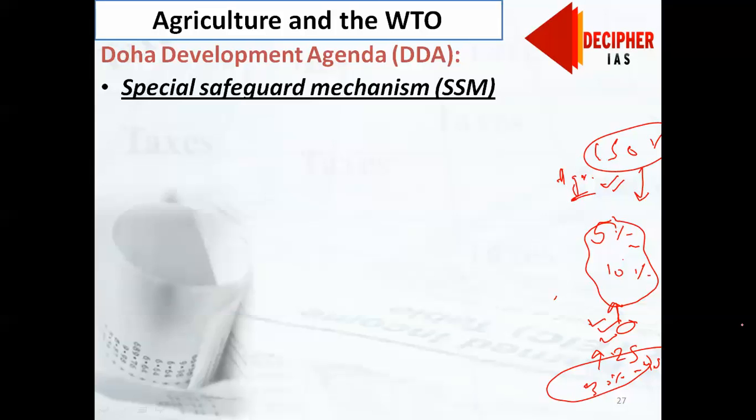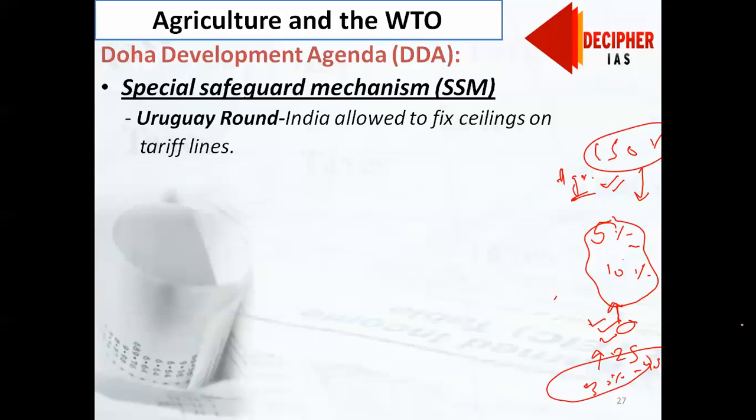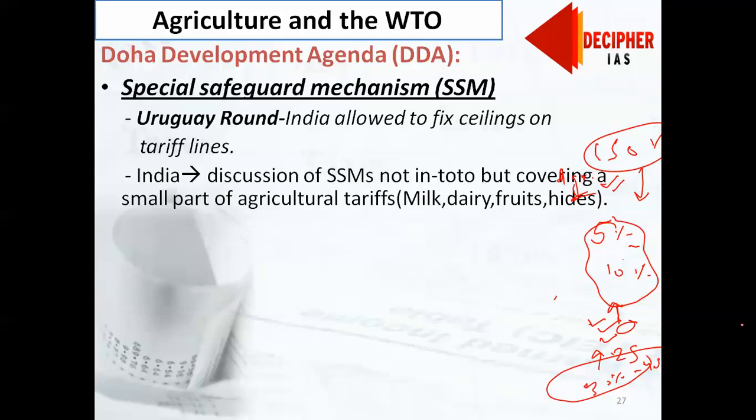Now, one more thing I would like to mention is that India's discussion of SSMs, that is special safeguard mechanism, should not be treated as a complete position of sovereignty of India, but it should cover only a small part of agricultural tariffs, that is tariffs on milk, dairy, fruits, hides, where India already has high tariffs, and there is very little scope to further enhance the tariffs as it will cross the tariff ceilings. So here it can come to a compromise with other developed countries or other trading partners in agriculture.